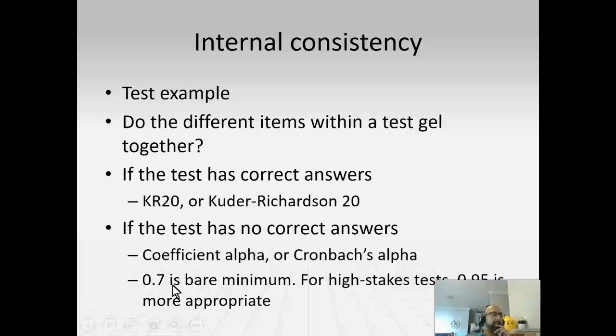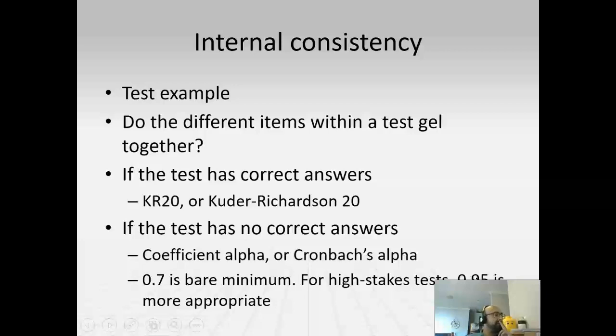And so it gives us a number ranging from 0 to 1, yeah, where the bare minimum is 0.7, yeah? And that's the bare minimum because the way we interpret the Cronbach's alpha is we square it, and that squared value gives us the ratio of signal to noise. So if you square 0.7, you get 0.49. So approximately 49% signal and 51% noise. That's why this is the bare minimum. For high-stakes testing, we like a Cronbach's alpha of 0.95.